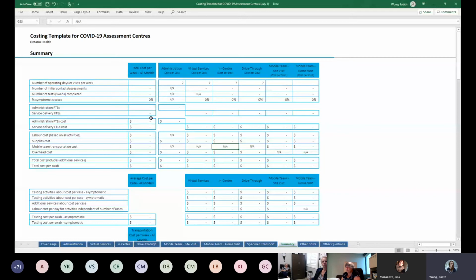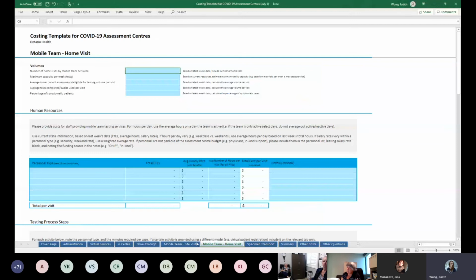Similarly, check and make sure your FTE costs are not being double counted because it does sum it up across all your different models. It also gives a comparison for your labor costs based on all activities. So an example is that your FTE cost is added up here based on your total number of hours.